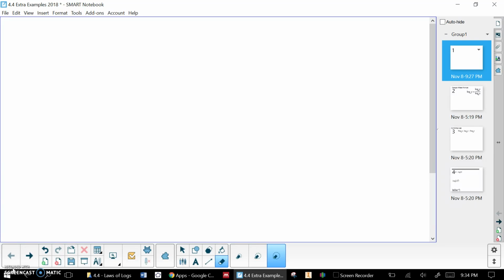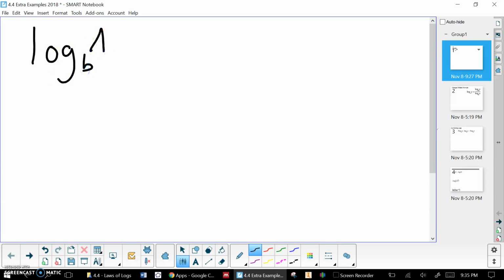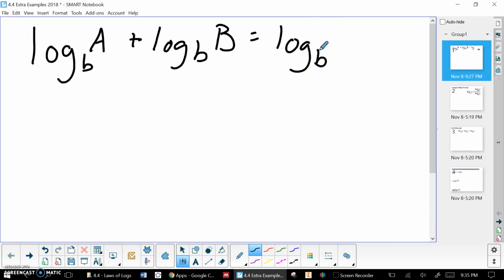And so just to quickly go over those, the basic idea here is if we have something like log base b of a plus log base b of b, that rule says that we can combine those into log base b of a times b. And so that turns addition of your logarithms into multiplication, or more importantly, it turns a multiplication problem back into an addition problem.